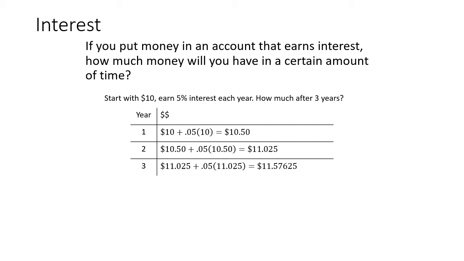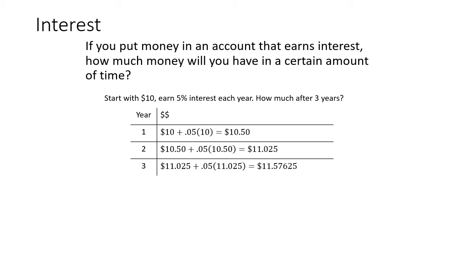Now you start that second year with not the original $10, but the $10.50 that you ended year one with. Then you would multiply that $10.50 by 5% or 0.05, and then you'd add that amount, which is 52.5 cents, to your $10.50, and you do that until, after year three, you end up with $11.5763.